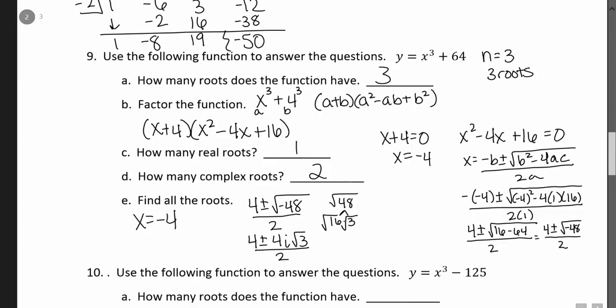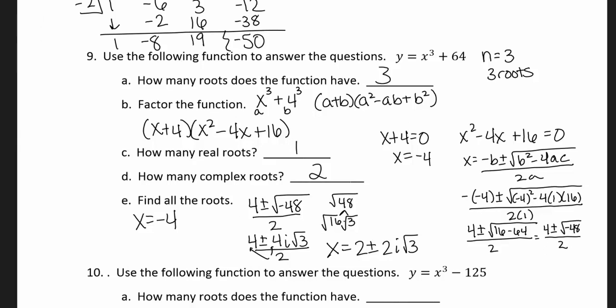So let's talk about where this is coming from. 4 is coming from the square root of 16. The 3 inside is from the square root of 3. Now the i comes from the negative inside the root. Now I can simplify 2 into 4 and 2 into 4. So my other roots are 2 plus or minus 2i root 3. There are 2 of them, a plus and a minus.